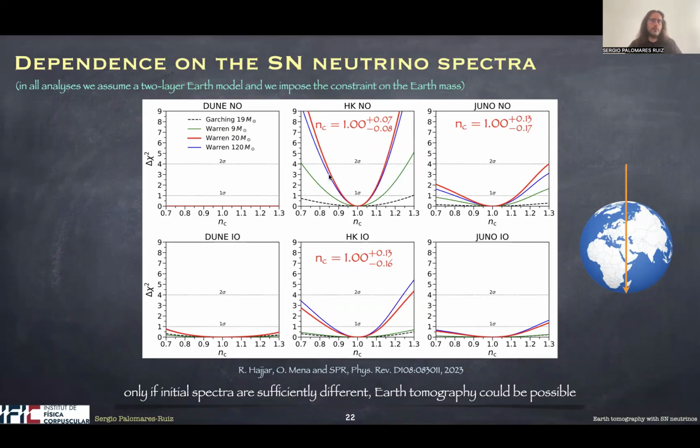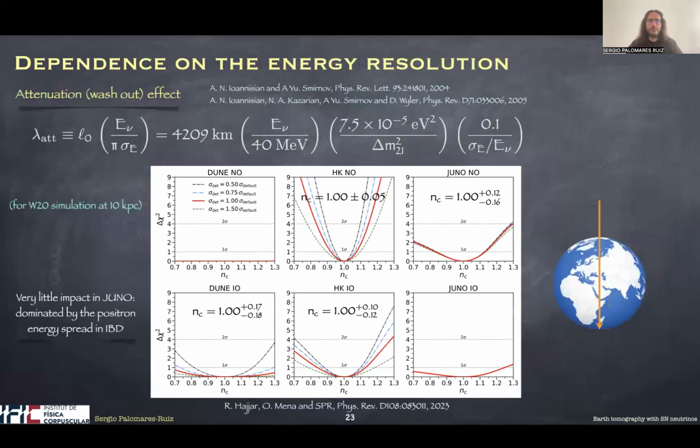And this is an example. We see this is for 2 of the supernova neutrino spectra. Sensitivity at the level of 10% or so can be achieved, but if the spectra are very similar, as in this simulation, in the black dashed line, the chances would be very low. And the same holds for JUNO.